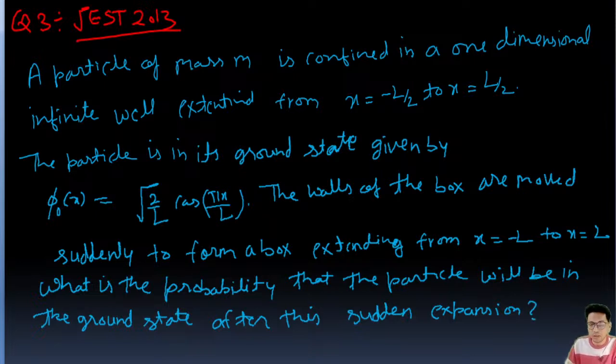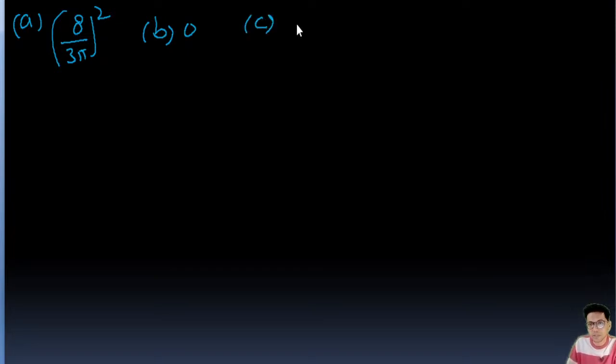Okay, options are given. Option A is 8 upon 3 pi whole square. Option B is 0. Option C is 16 upon 3 pi whole square, and option D is 4 by 3 pi whole square. Okay, this is the question.